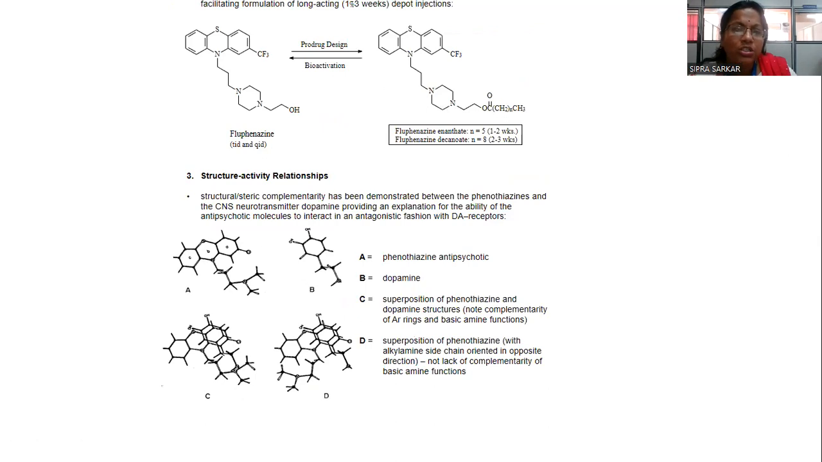Next, some structure-activity relationship we should study. Structural or steric complementarity has been demonstrated between phenothiazine and the CNS neurotransmitter dopamine, providing an explanation for the ability of the antipsychotic molecules to interact in an antagonistic action with the D receptor. A, this is the phenothiazine antipsychotic drug structure. B, this is the dopamine. C, superimposition of the phenothiazine and dopamine structure, more complementary in the aromatic rings and basic amine. The superimposition of the phenothiazine with the alkyl amine side chain oriented in the opposite direction shows a lack of complementarity of the basic amine functions. That's why there will be no complementary basic amine function.